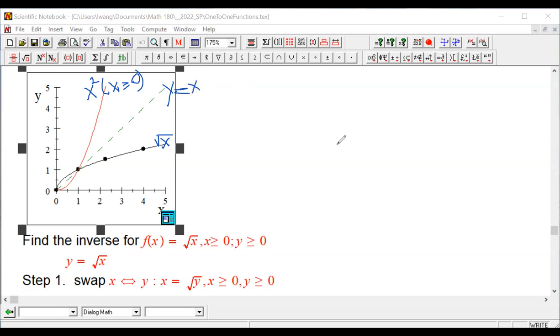So these two functions are symmetrical along the line of y equals x, the green one. Okay, this is also the pair of inverse functions to each other, right?